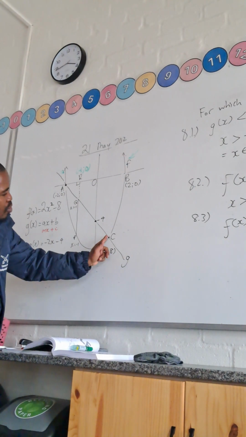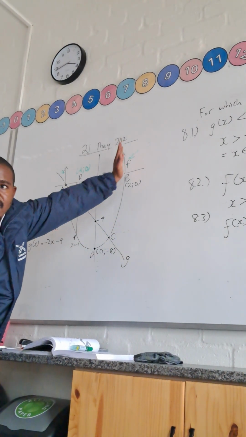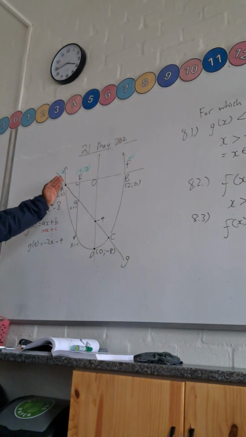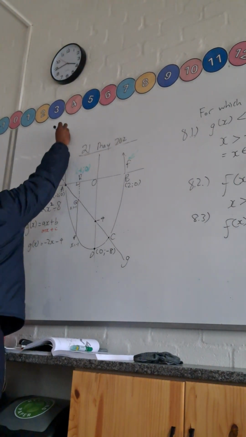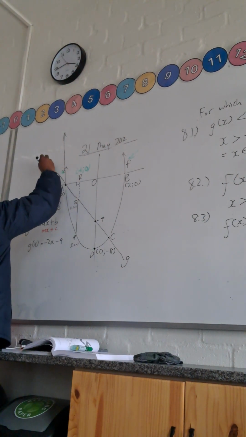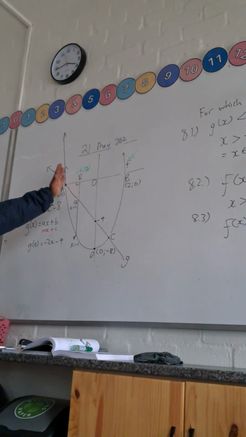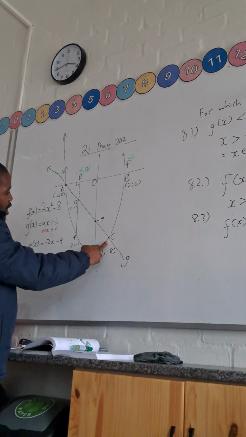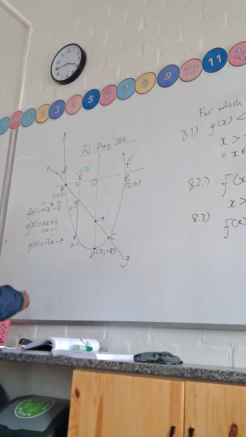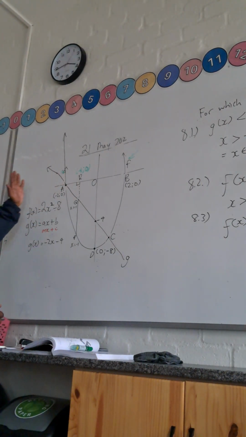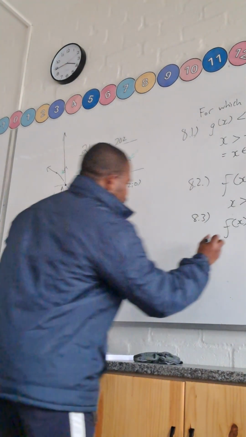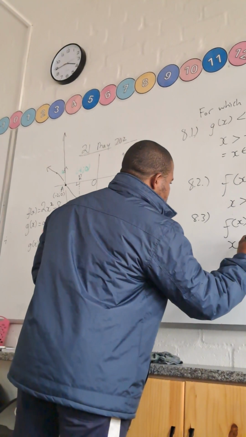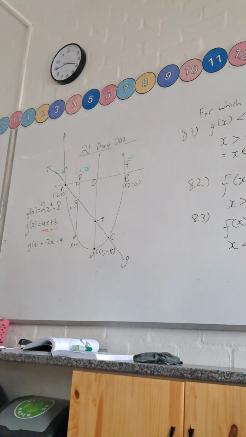Because everything to the right of C, the parabola is above the straight line. Everything to the left of A again, because if you look at how we draw these, if we continue drawing, it looks like that. So everything above, to the left of A and to the right of C. Remember, less than. So for all x's, is it x is greater than minus 8 and then x is greater than minus 2?